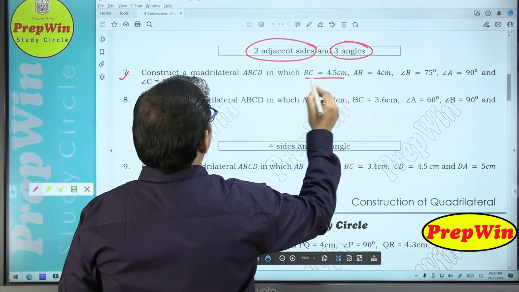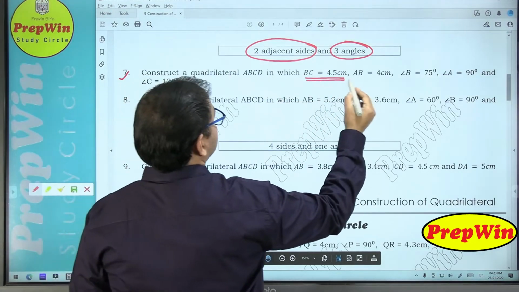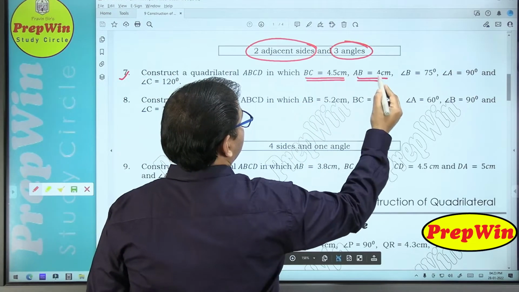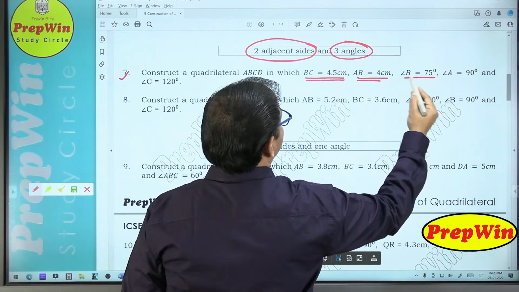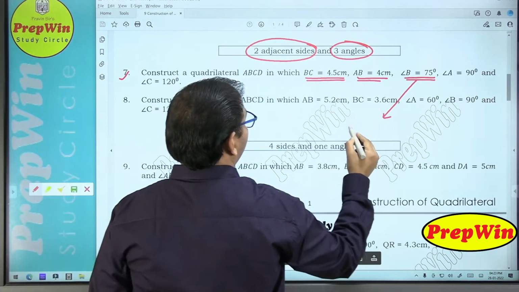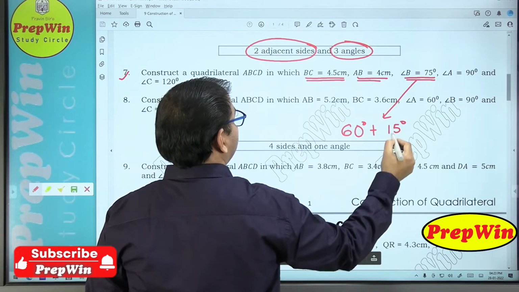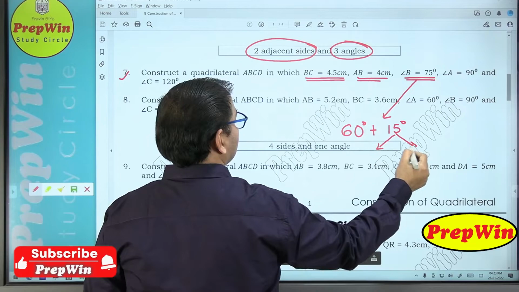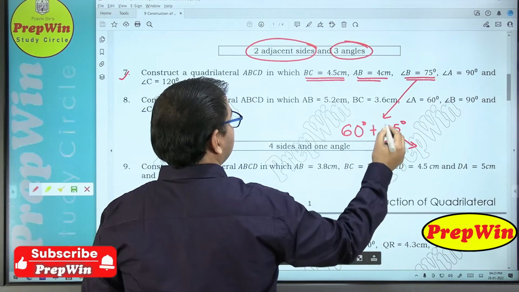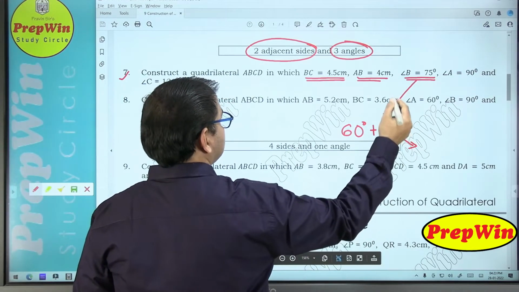Okay, in this sum, the 7th one, we have 2 adjacent sides and 3 angles. 2 sides are in quadrilateral ABCD: BC 4.5 centimeter, AB 4 centimeter, angle B is 75 degree. Do you understand? 60 plus how much is 75? 15. So for 15, how many bisectors do you draw? 2 bisectors.